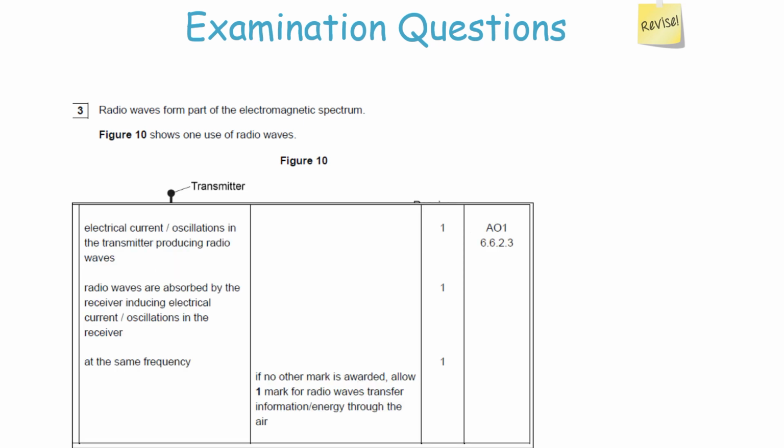Well, an electrical current in the transmitter, which is an alternating electrical current, will produce radio waves. The radio waves are then absorbed by the receiver, inducing an alternating current in the receiver. Now, it's important to note that the frequency of the alternating current and the frequency of the radio waves in both the receiver and the transmitter will be the same value. So if your alternating current is at 50 Hz, the radio wave produces at 50 Hz. Whilst if the aerial absorbs a radio wave of 200 kHz, it'll produce an alternating current of 200 kHz.